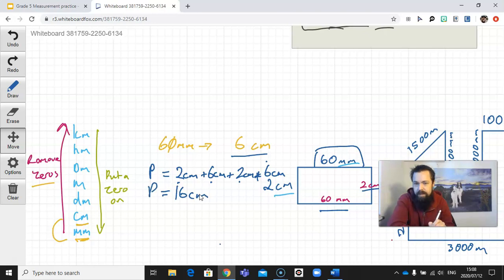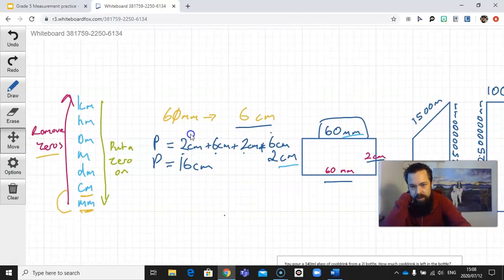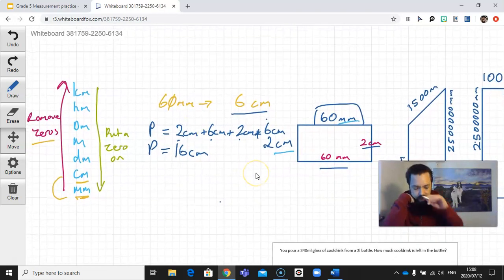So the perimeter is 16 centimeters. An alternative for me to use is to say, actually, I don't want to work it out in centimeters. I want to work it out in millimeters. So this is a particular problem where you could go either way. In the next problem, you'll see that I can only go one way. But let me just work this out the other way so that we can have a look.